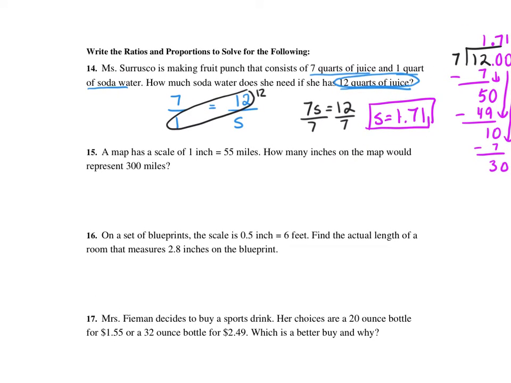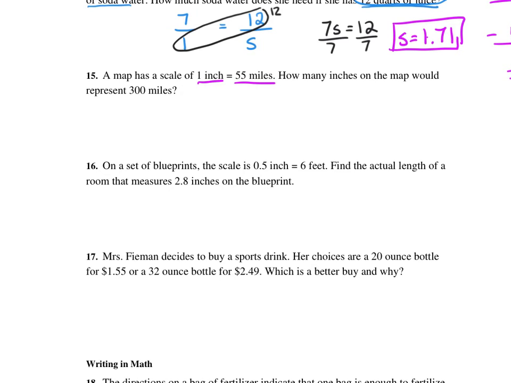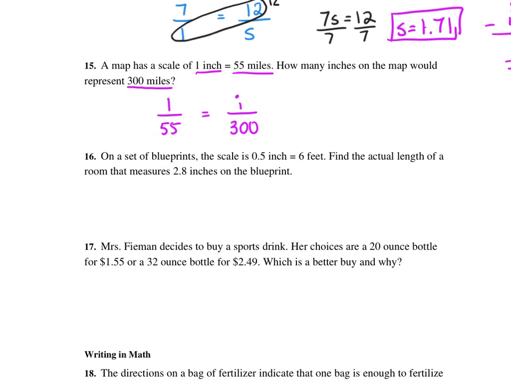The map has a scale of 1 inch to 55 miles. How many inches on the map would represent 300 miles? So I'm going to do the same thing. 1 inch for 55 miles. I'm going to put my 300 on the bottom of my ratio since it matches where the miles is. I'm going to put an I up here for inch because that's what we're solving for.